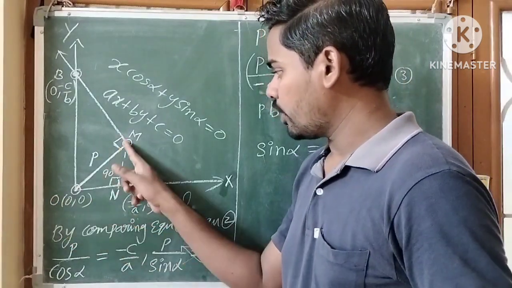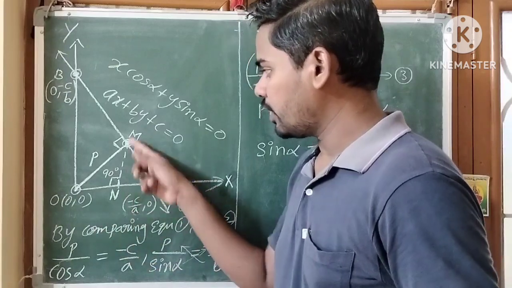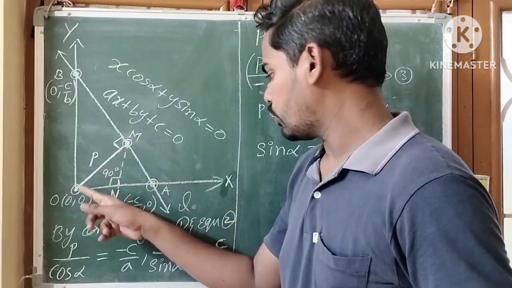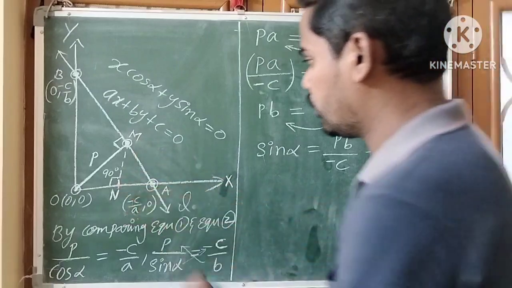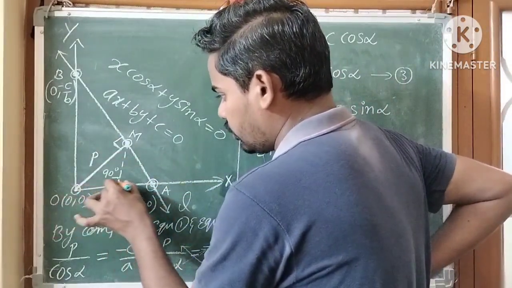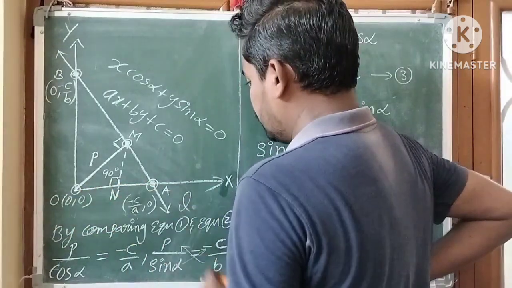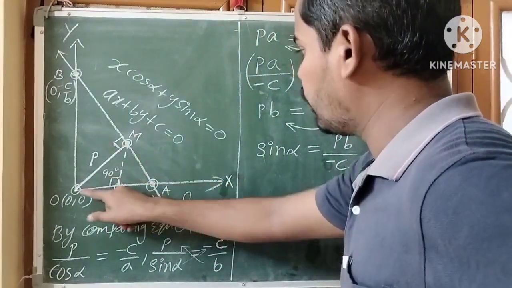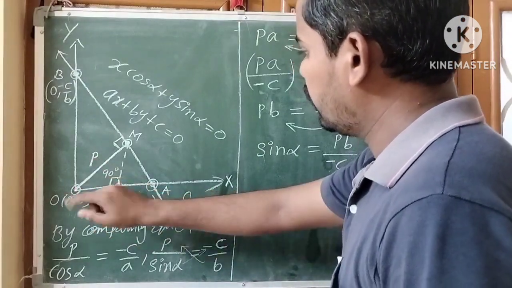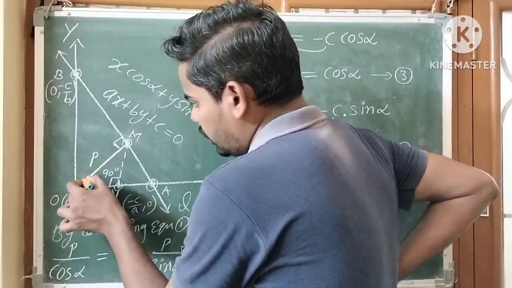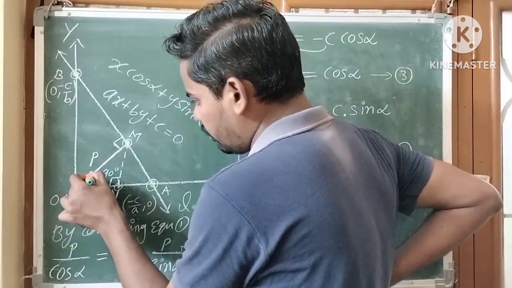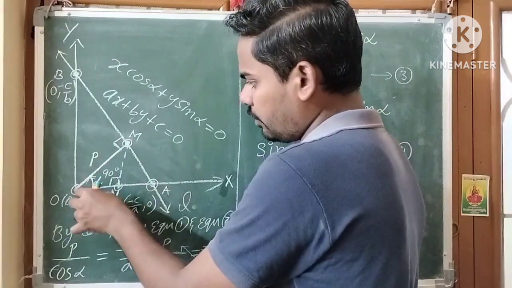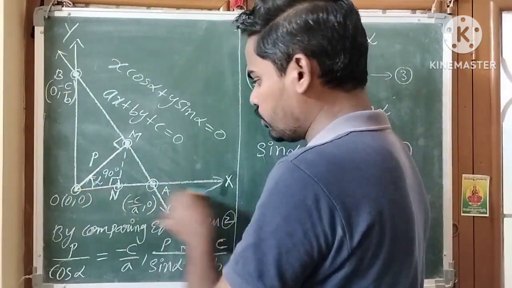Remember, OMN is a right angle triangle because MN is a perpendicular. We drew the perpendicular from point M onto the line OX, and this perpendicular intersects line OX at point N. So this is the right angle triangle OMN. In this triangle, the perpendicular OM makes an angle alpha with the positive direction of the x-axis. So this angle is alpha.